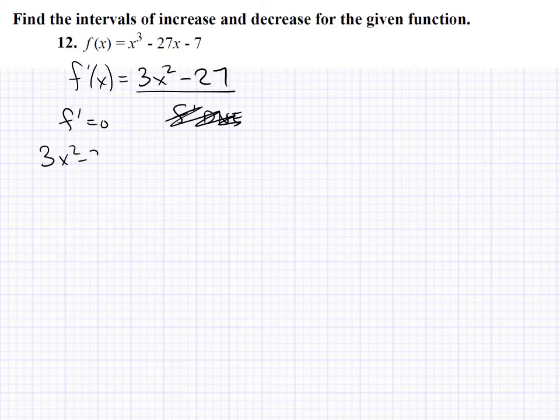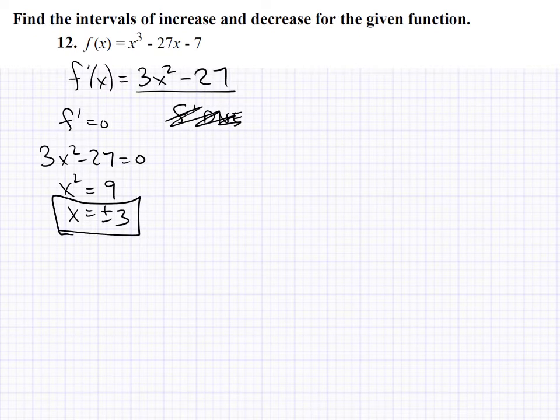So you have 3x squared minus 27 equals 0. So that would give me x squared equals 9. So x equals plus or minus 3. So I have two critical numbers. Once I have those two critical numbers, I place them on my number line.